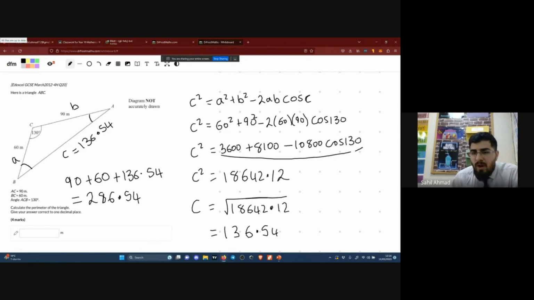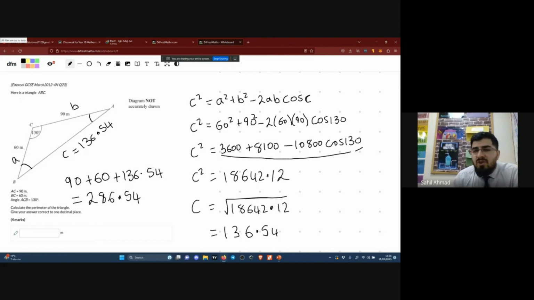So we have to get rid of the squared. Remember, the inverse of squaring is to square root something. So by square rooting the right hand side and the left hand side, it allowed us to have C on its own equal to the square root of 18,642.12, which gave us the answer of 136.54, which meant side C was 136.54. Moving on from there, we could finally work out the perimeter of the triangle, which was to add 90 plus 60 plus the 136.54, which gave us 286.54.